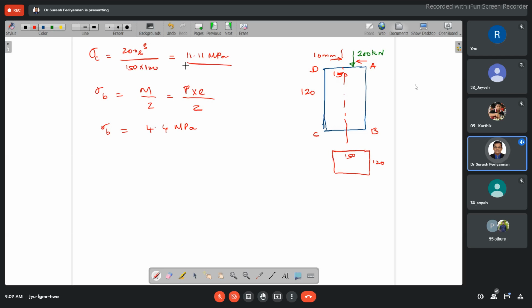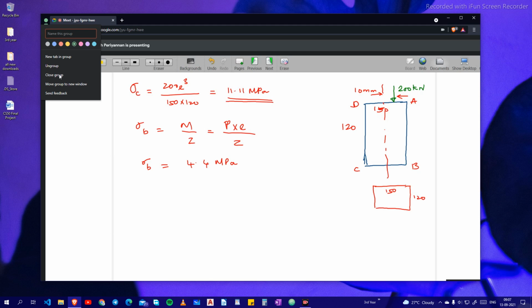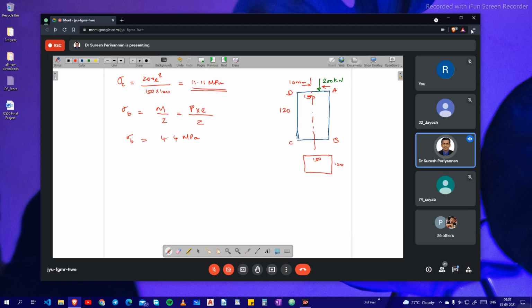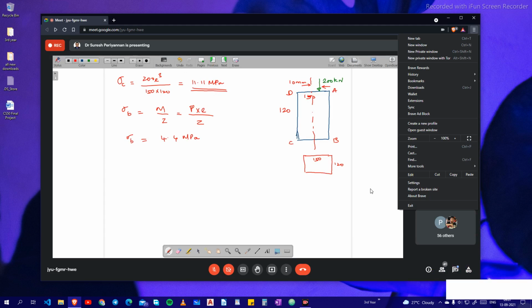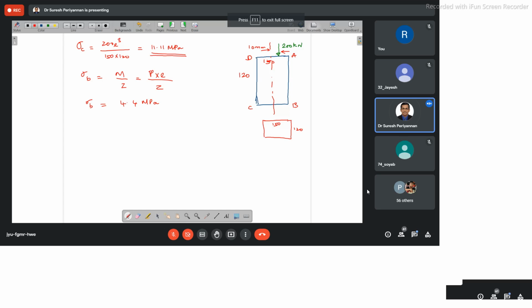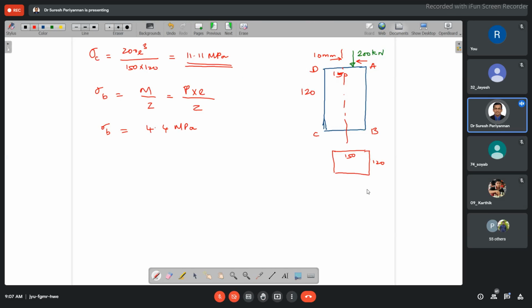The dominating stress is compressive in the region AB, right? Now, this is a direct stress. Even on the CD side, this is the same stress, right? Now, what is the maximum stress here? 11.11 plus 4.4. The direct stress is greater than the bending stress. Now find out the maximum stress and minimum stress at side AB and at side CD.